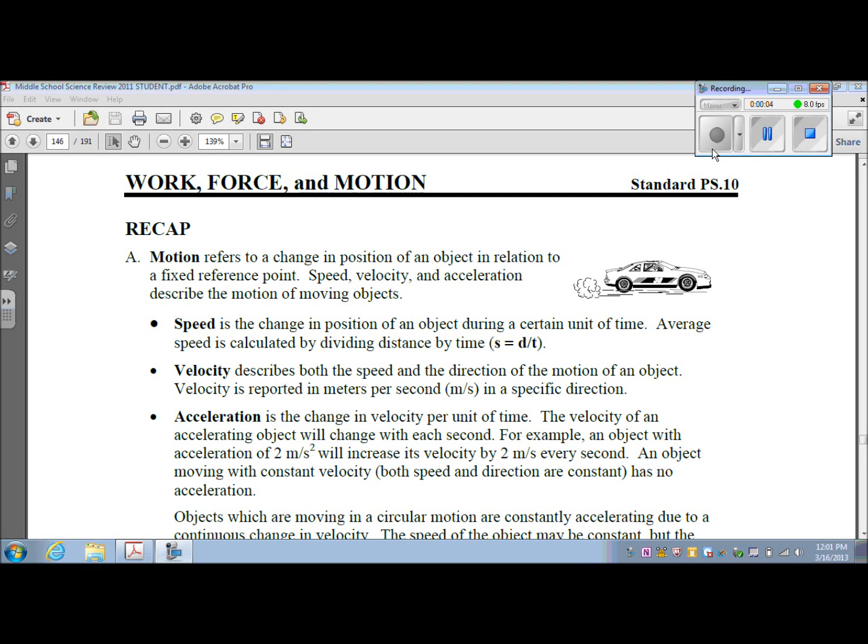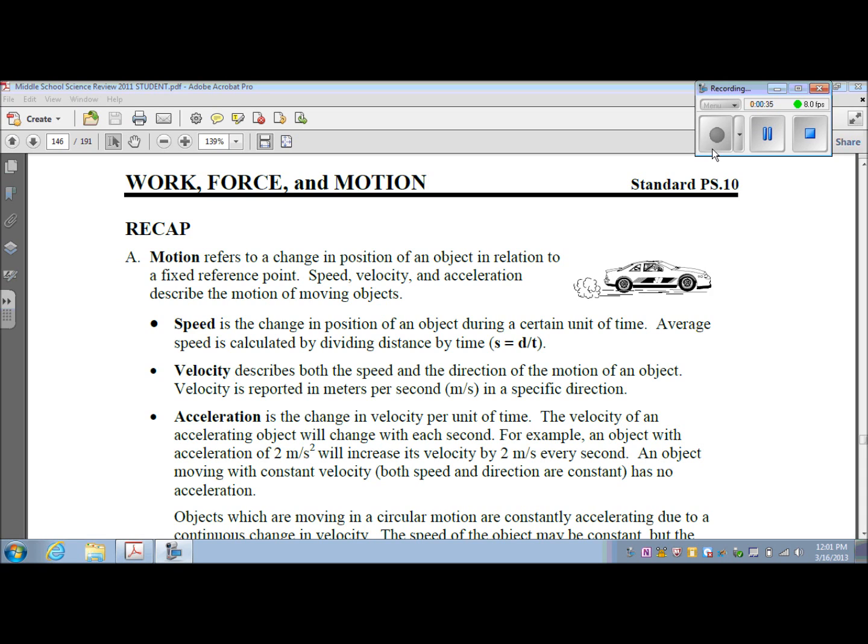Page 132, Work, Force, and Motion. Recap, Section A. Motion refers to a change in position of an object in relation to a fixed reference point. Speed, velocity, and acceleration describe the motion of moving objects. Speed is the change in position of an object during a certain unit of time. Average speed is calculated by dividing distance by time.